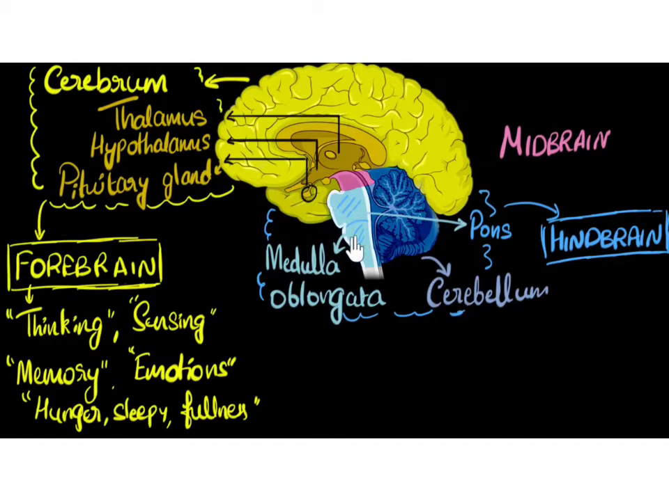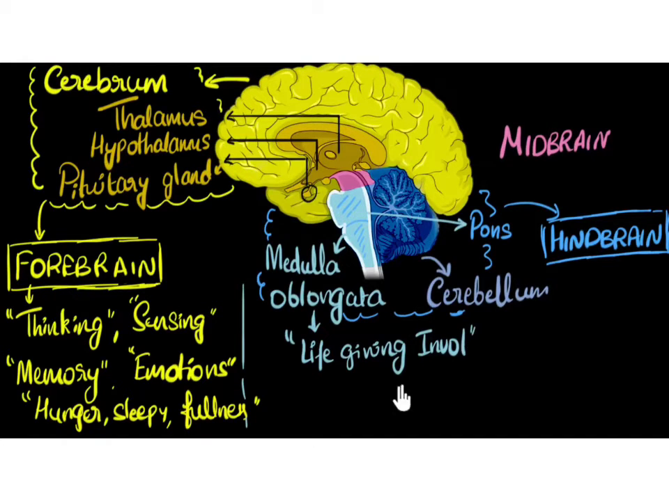So what does the medulla oblongata do? Well, again, it controls most of the life-giving involuntary processes. Okay, so we'll say life-giving involuntary processes. I'll just write involuntary, okay? That means these are the most essential for life, like your heart beating, your breathing, digestion. All of those essential things are taken care of by your medulla oblongata.